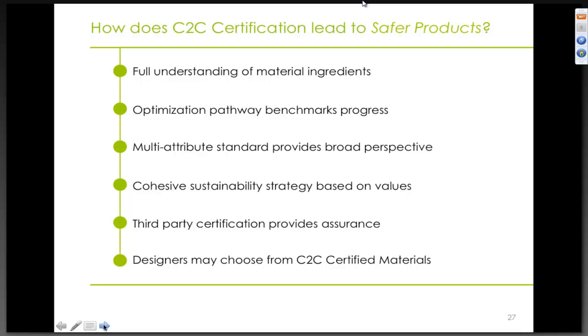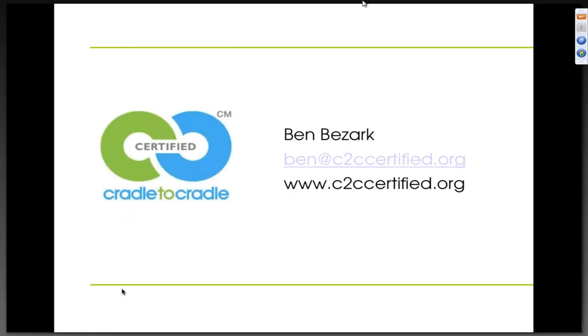The fact that it's a third-party certification program also can provide some assurance, and again can be used externally to show that a product has met certain benchmarks and certain quality criteria. And finally, as I mentioned earlier, with our increasing focus on certifying materials and base chemicals, we hope to develop a much larger library that product designers can choose from when designing new cradle-to-cradle products. So with that, that's the culmination of my presentation, but I believe we have a bunch of time for questions.